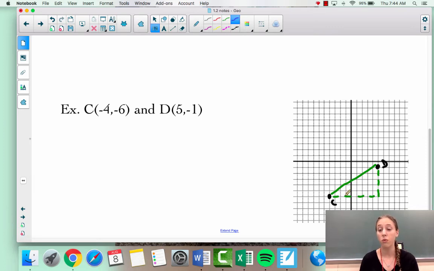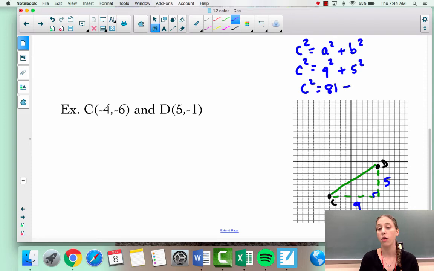And all I have to do is label my lengths, and I can just count 1, 2, 3, 4, 5, 6, 7, 8, 9. So that's a length of 9. And then from this right angle, we can count up 1, 2, 3, 4, 5. And now we could use Pythagorean theorem, which is c squared equals a squared plus b squared. And remember, we don't know the hypotenuse. My legs are 9, so 9 squared, and 5 squared. And I'd get c squared is equal to 81 plus 25, which is going to get us c squared is equal to 106. And remember, you want to always square root at the end, so we get the square root of 106 would be our length.